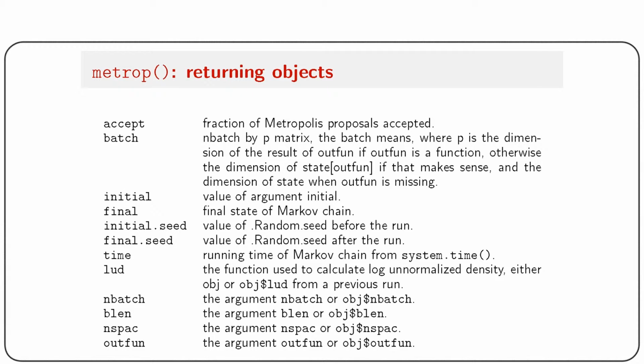Then LUD is the function used to calculate the log unnormalized density, either the argument or object dollar LUD from the previous run. Then nbatch is the argument nbatch or object dollar nbatch, and blen is the argument blen or object dollar blen. Nspac is the argument nspac or object dollar nspac, and outfun is the argument outfun or object dollar outfun.